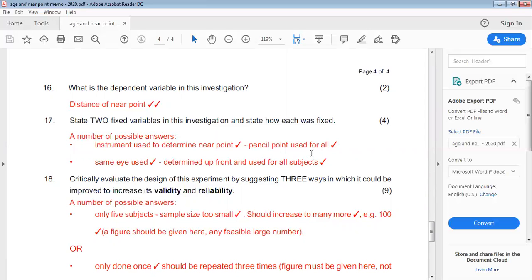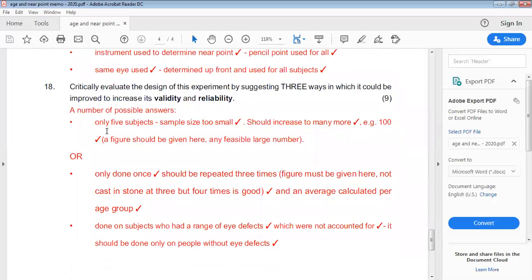So the same eye was used, it was determined up front, and it was used for all the subjects. The instrument used to determine the near point was a sharpened pencil, with the pencil point being used for all of them. And then critically evaluate the design of the experiment, suggesting 3 ways in which it could be improved to increase its reliability and validity.